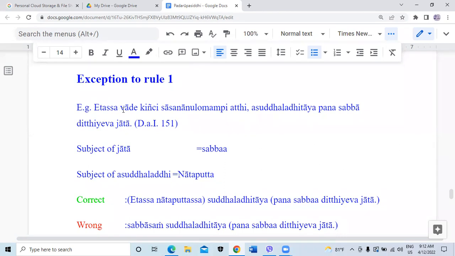Hi, Sayadaw. Yes. So in the first sentence, Kenji is not the real subject? Kenji should be the main subject. Kenji Savananula Mambi. Yes, Kenji is the subject. You can modify Kenji. Ati means one subject. It's not like Hoti and Bhavati.